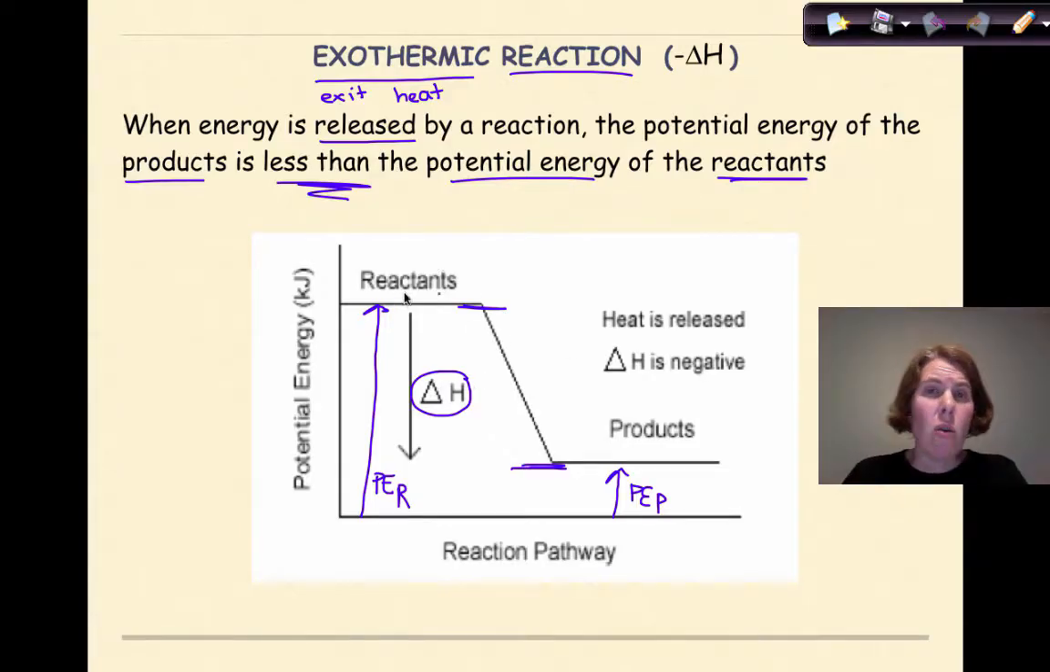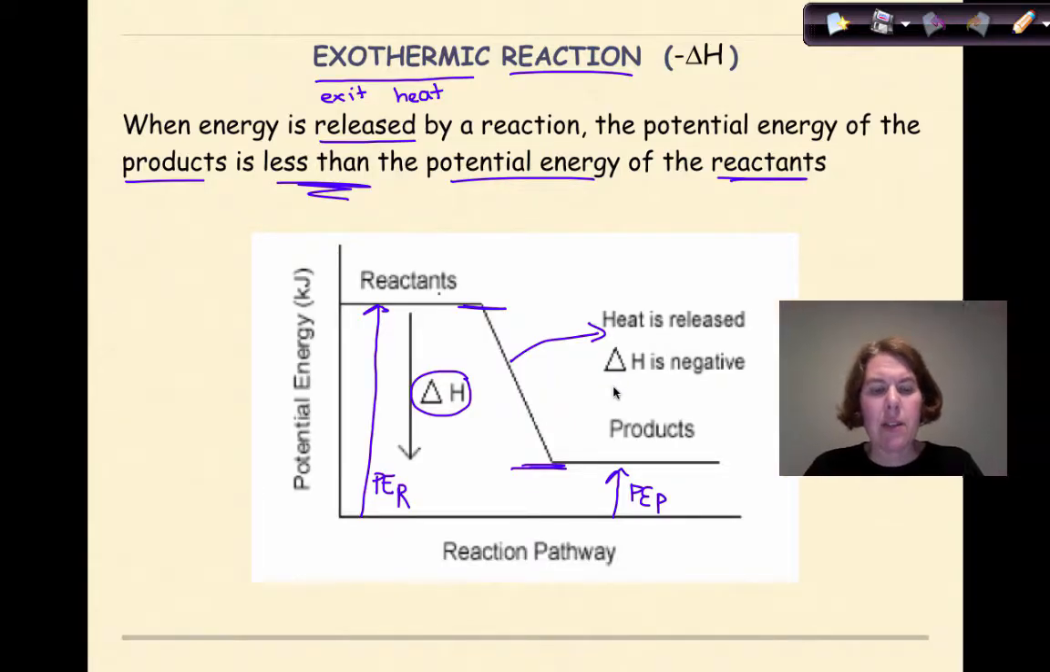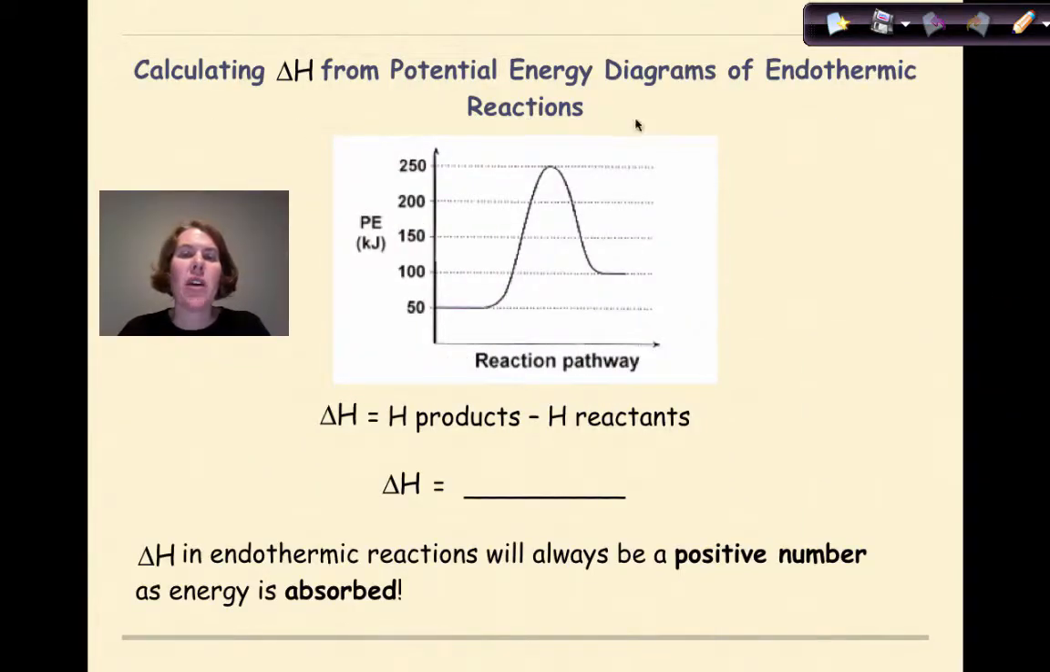But in the process of going from reactants to products, a lot of heat is released, and we're going to see that our delta H is negative when we look at calculations behind this. Calculating delta H from potential energy diagrams of endothermic reactions.